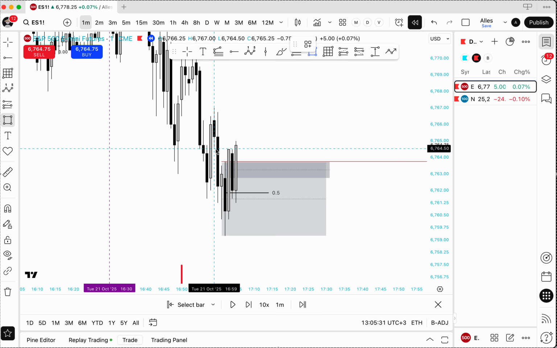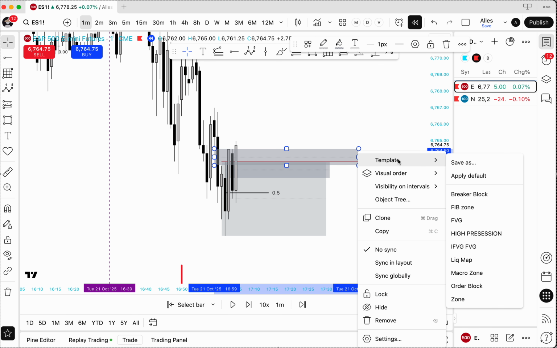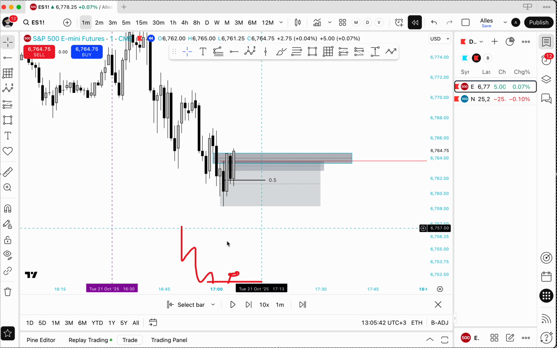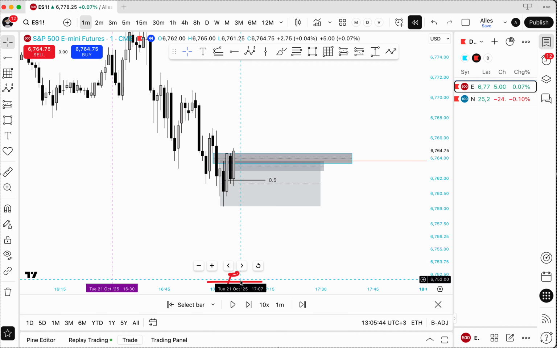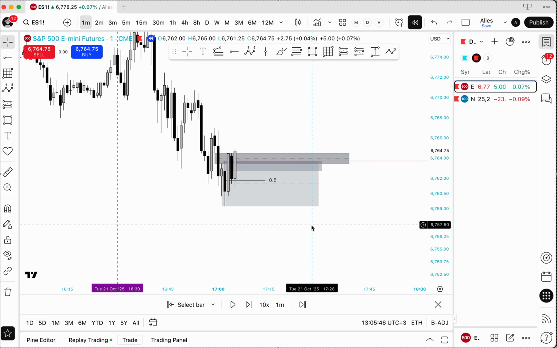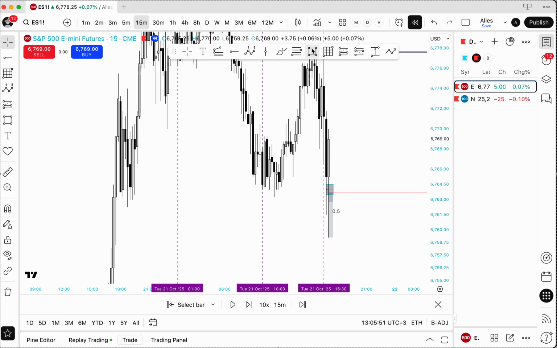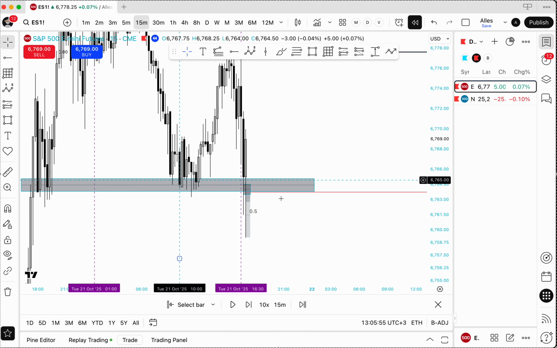So what do we see here? We see a fair value gap. Okay, and we inverse it, we close above. So now with this type of trade, what do we see? We have big support down here. The retail traders, they see this support. Okay, we broke the support.